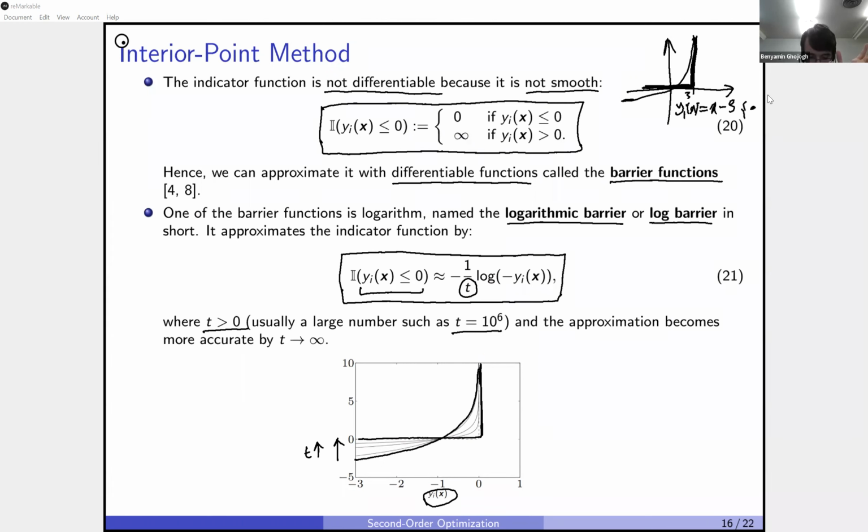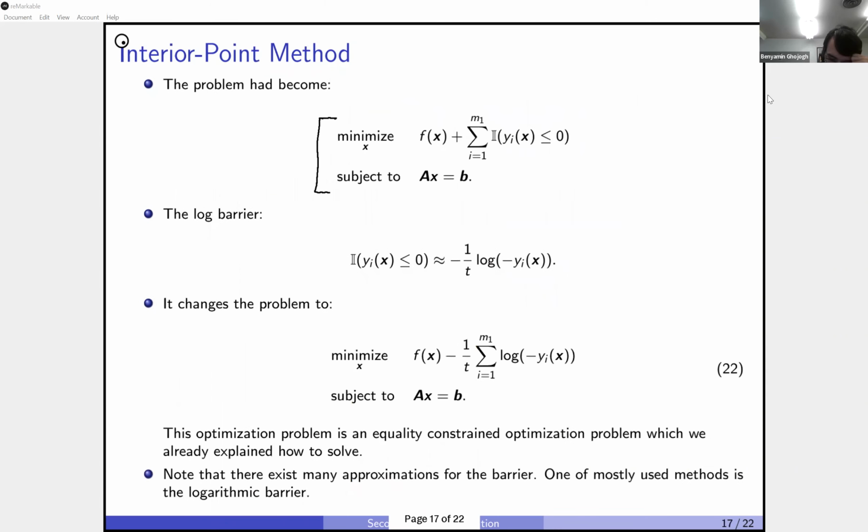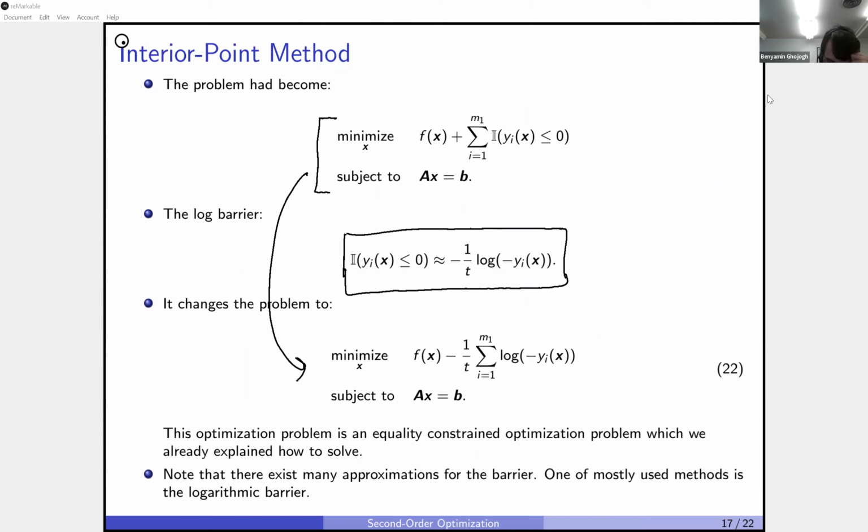But I'm saying that t should be large. The larger t, the better approximation we have. So we can convert this problem to this. We can replace the indicator function with the approximation with the log barrier, and we'll have this. And by the way, what is this?